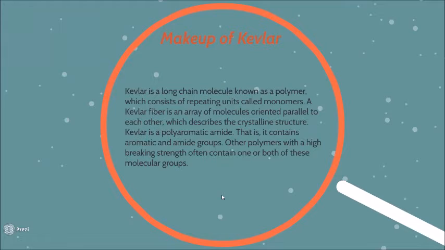So Kevlar is a long chain molecule known as a polymer, which consists of repeating units called monomers. A Kevlar fiber is an array of molecules oriented parallel to each other, which describes the crystalline structure. Kevlar is a polyaromatic amide. That is, it contains aromatic and amide groups. Other polymers with a high breaking strength often contain one or both of these molecular groups.